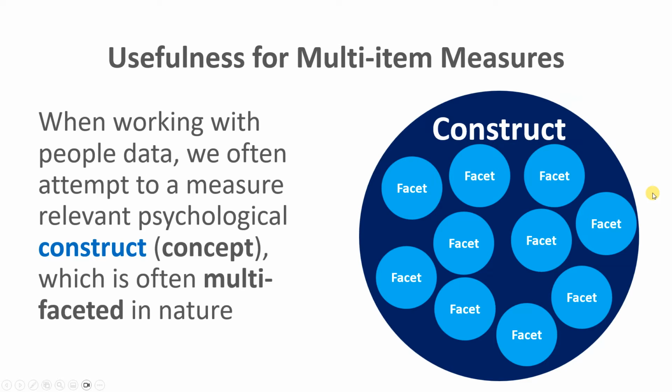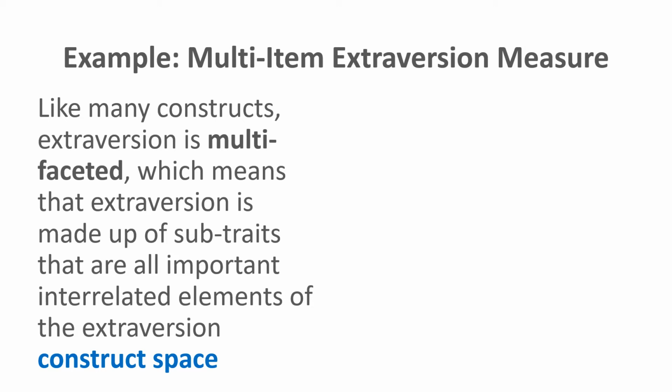Now, a construct, as I noted, tends to be multifaceted when it's psychological in nature, meaning that there are multiple subfacets that help us explain what we would call the construct space. So let's look at an example with a multi-item extroversion measure, where extroversion is one of the big 5 personality dimensions. Like many constructs, extroversion is multifaceted, which means that extroversion is made up of subtraits or subfacets that are all important interrelated elements of the extroversion construct space.